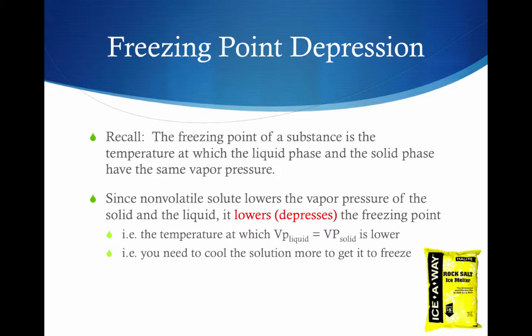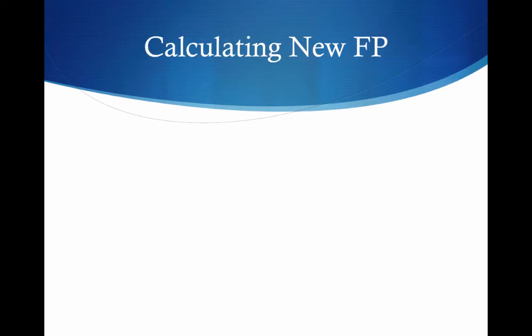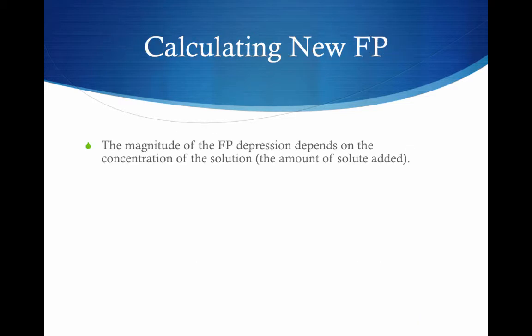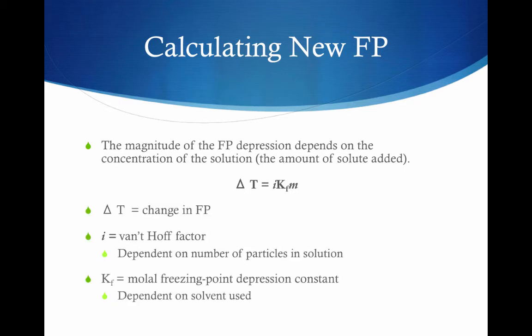This is made use of, as we said before, when we salt the roads. When we pour rock salt on the roads, it lowers the freezing point of the water on the roads, keeping them from freezing. We can calculate a new freezing point exactly the same way as we did a new boiling point. The equation is exactly the same. The only difference is now we're using the Kf, the molal freezing point depression constant. And again, you'll be given this value.